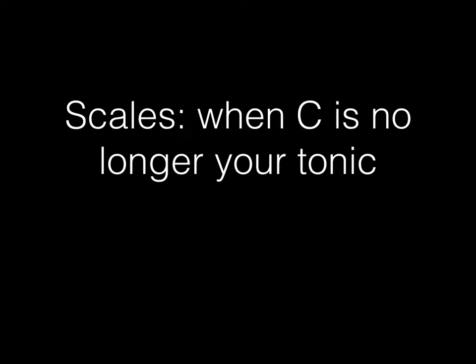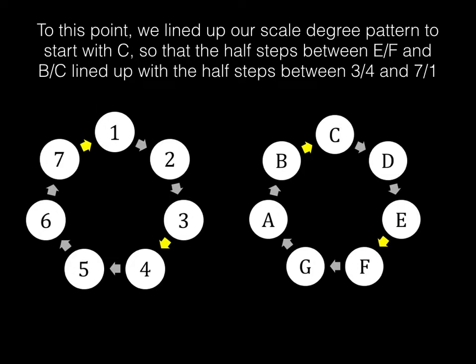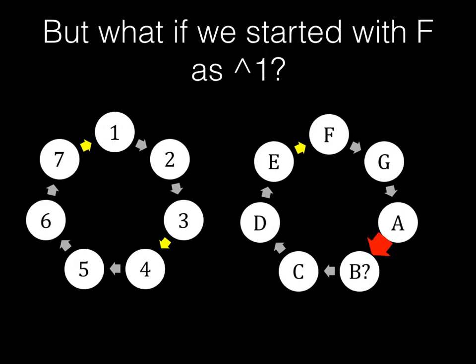Scales, or when C is no longer your tonic. To this point, we've lined up our scale degree pattern to start with C, so that the half steps that naturally occur between E and F and B and C lined up with the half steps between scale degree 3 and 4 and 7 and 1 in our scale. But what if we wanted to start at F, as scale degree 1?